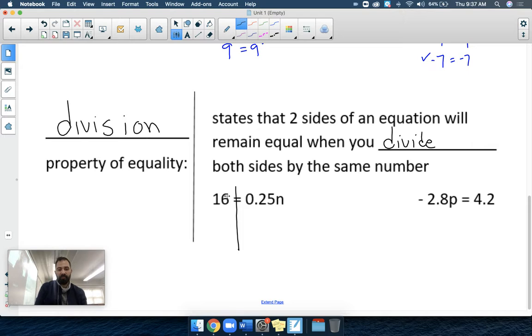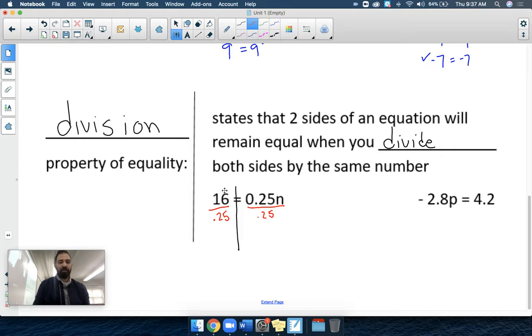Now we have 16 equals 0.25 times n. If there's nothing in between there, that means we're using multiplication. That's a coefficient. To get rid of that, what's the opposite of multiplication? The opposite of multiplication is division. So I'm going to divide this by 0.25, and since I have to do the same thing to both sides, I'm going to divide that side by 0.25.